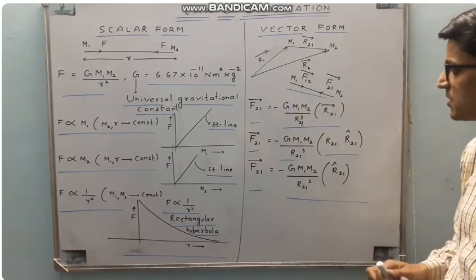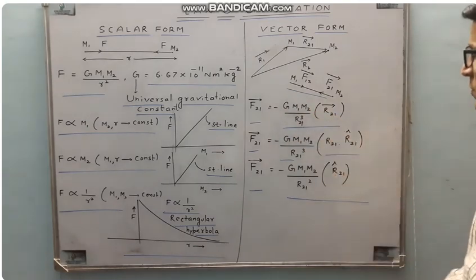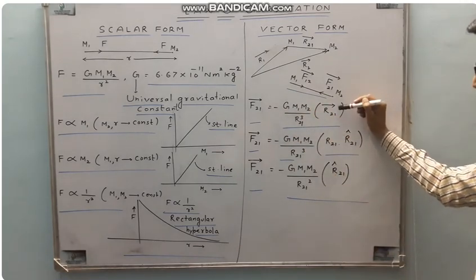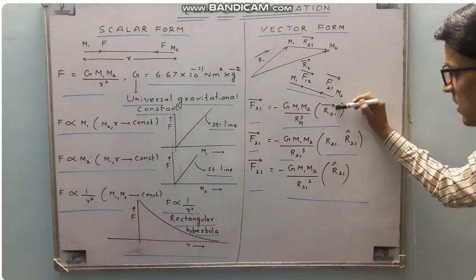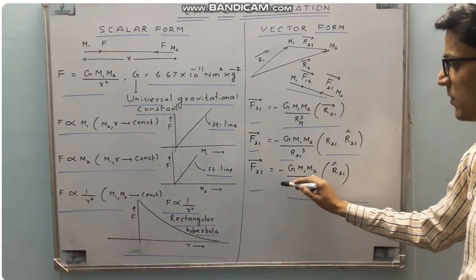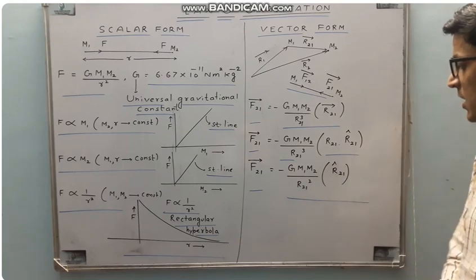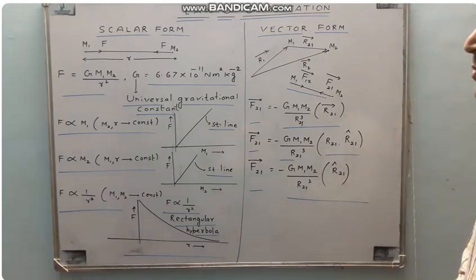And mathematically the relation is that vector F21 is minus G m1 m2 upon r21 cube into vector r21. So if we replace vector r21 by a unit vector, we can say that vector r21 will be the magnitude of r21 into the unit vector. So we have vector F21 is minus G m1 m2 by r21 square into the unit vector r21. So in this way there are two popular forms and you can use them.